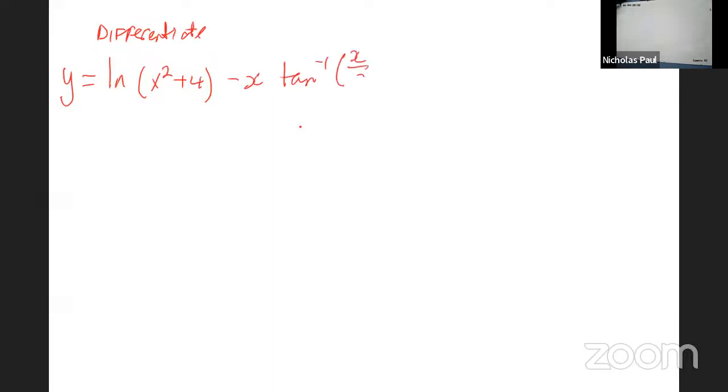This is June 2014, right? Right, 5 marks for it. Differentiate y is ln x squared plus 4 minus x tan inverse x on 2. Do you think that?